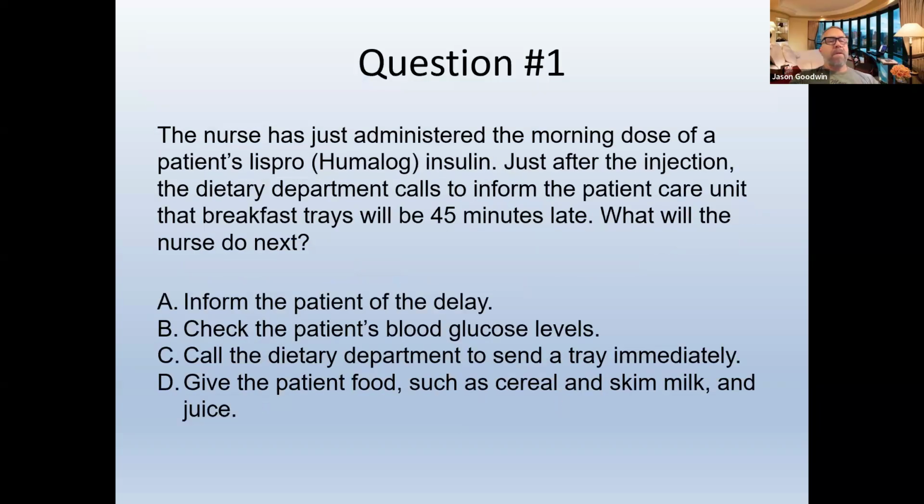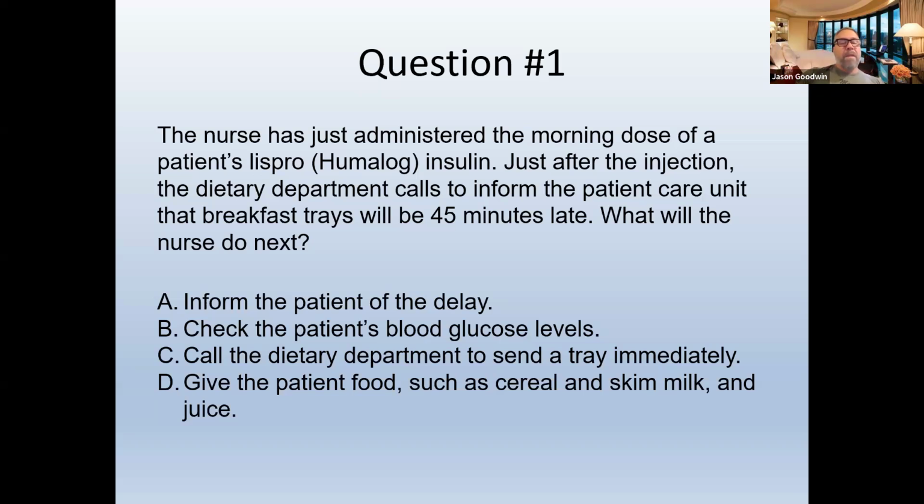Okay, let's take some questions. The nurse just administered the morning dose of Lispro, also known as Humalog insulin. Just after the injection, the dietary department calls to inform the nurse the breakfast trays will be 45 minutes late. Change in the intake, right? What will the nurse do next?